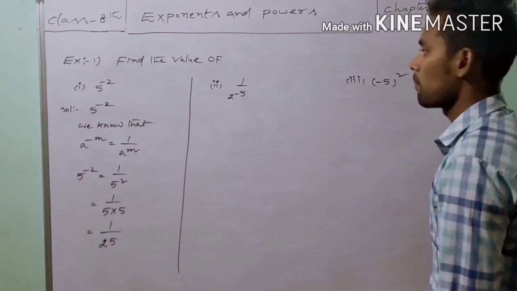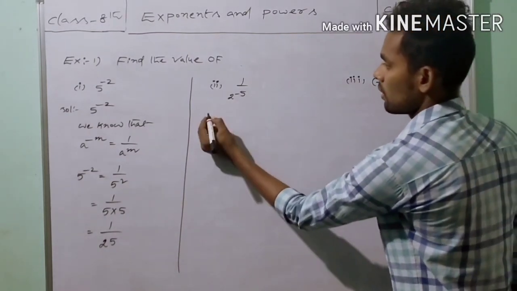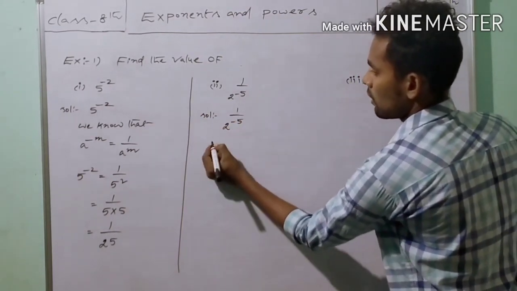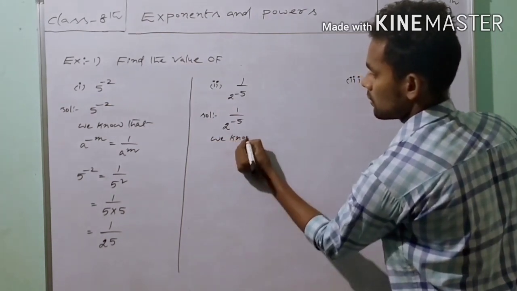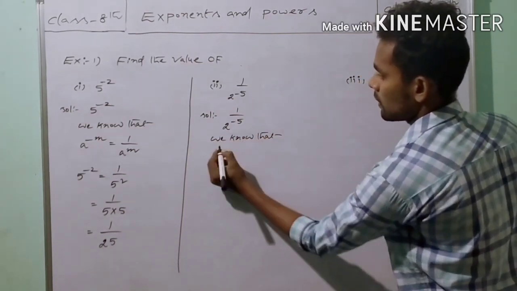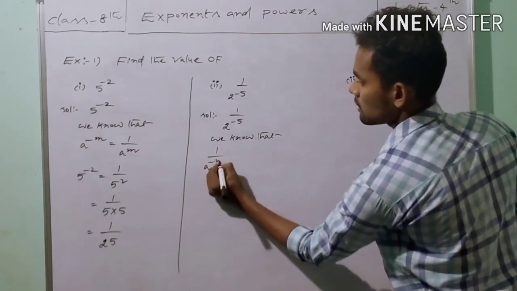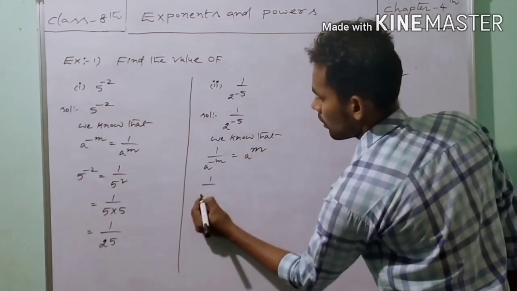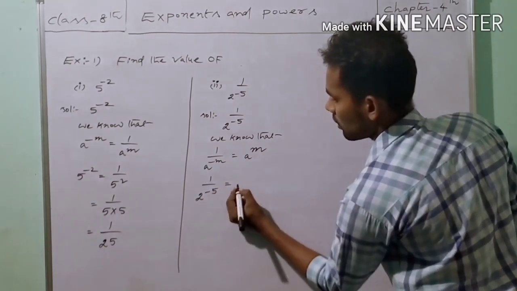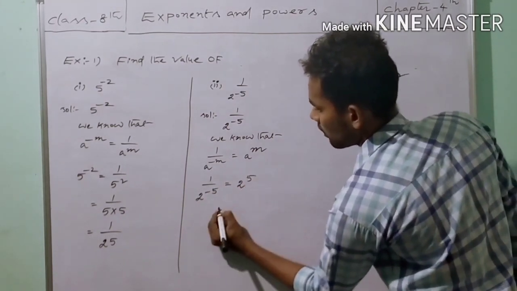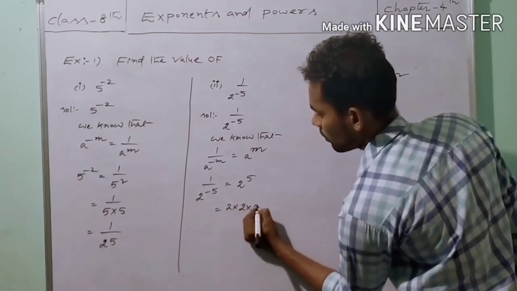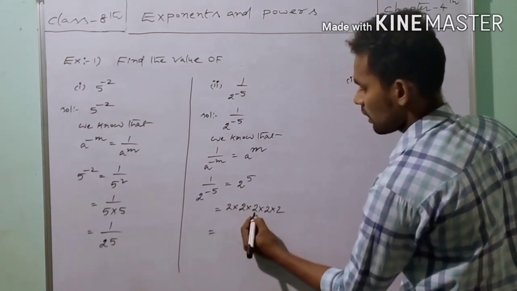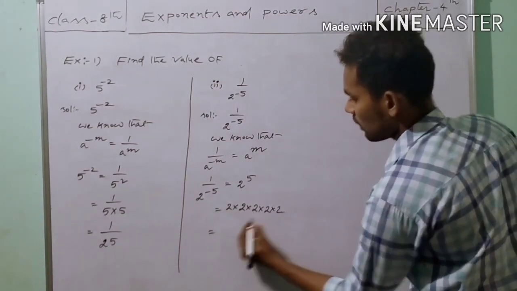Second question: 1 by 2 power of minus 5. Solution: 1 by 2 power of minus 5. We know that 1 by a power of minus m equals a power of m. 1 by 2 power of minus 5 equals 2 power of 5, equals 2 into 2 into 2 into 2 into 2. 2 twos are 4, 4 twos are 8, 8 twos are 16, 16 twos are 32.